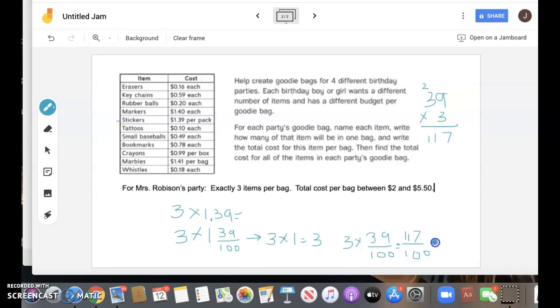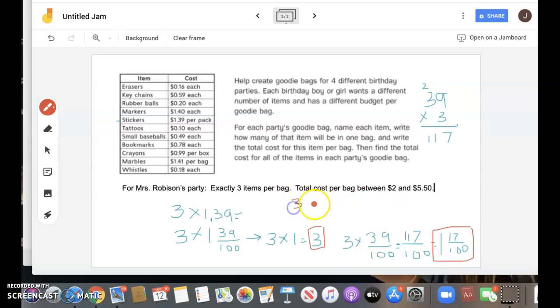Now 117 100ths is an improper fraction, so I have to change that to a mixed number. So I think to myself, how many times can 100 go into 117? It can go in 1 whole time, and then I have 17 100ths left over. So I'm going to switch colors so you can see. I have to remember that I need to put back in that 3 whole, and I have to combine that with the 1 and 17 100ths.